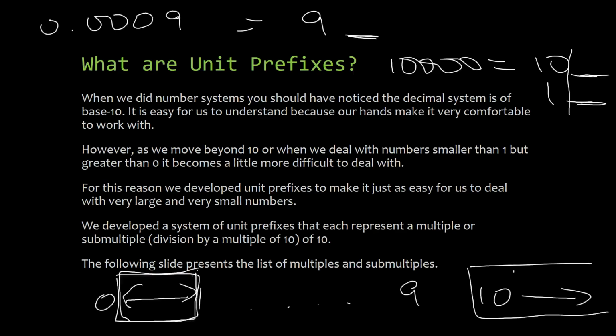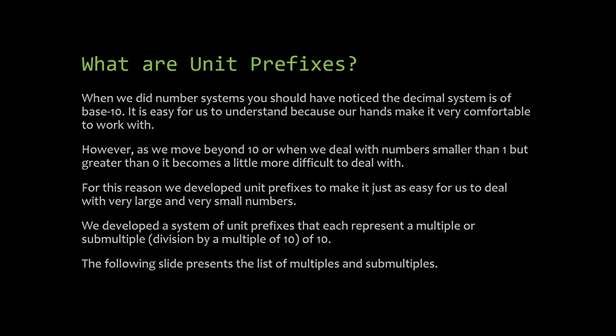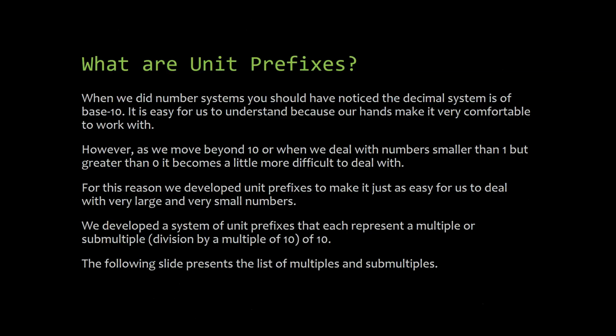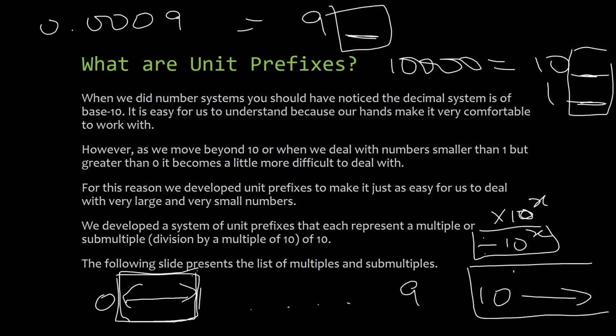The unit here will tell us how much this number here is a multiple or a submultiple of 10. A multiple means that it's just simply multiplied by 10 to some power, and a submultiple means that I am simply going to divide by 10 to some power. Another way that I can write this division by 10 to some power is just simply by putting multiply by 10 to the power of minus something.